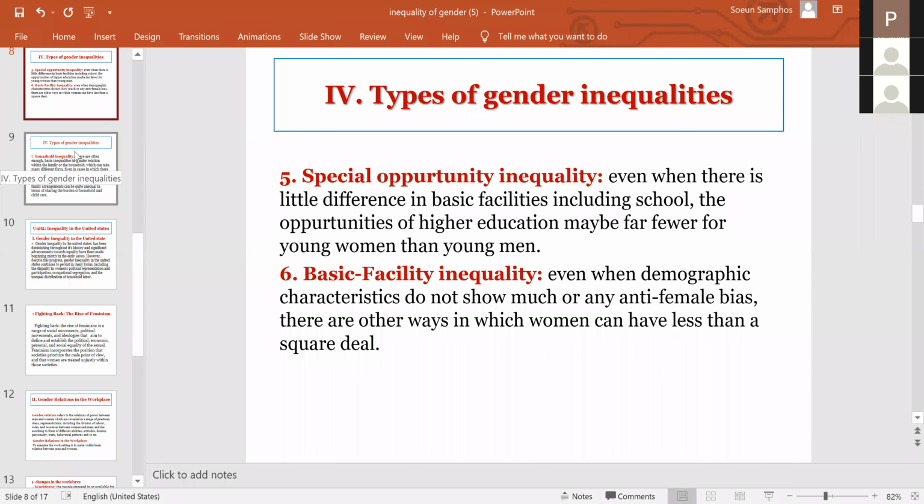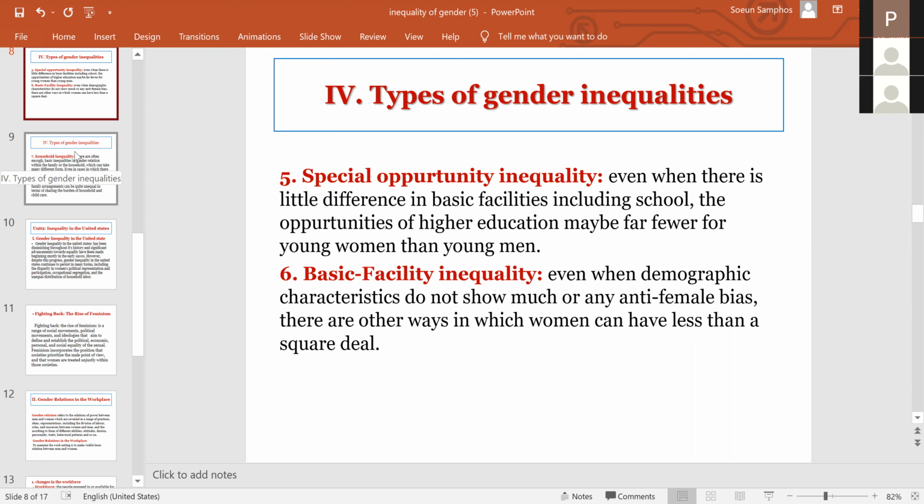So I have explained number 5, and now I carry on with number 6. Basic facility inequality. Even when demographic characteristics do not show much or any anti-female bias, there are other ways in which women can have less than men. So I want to explain number 6.